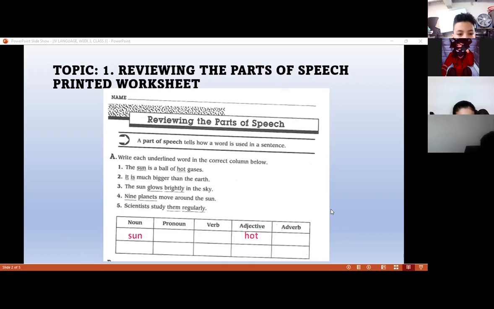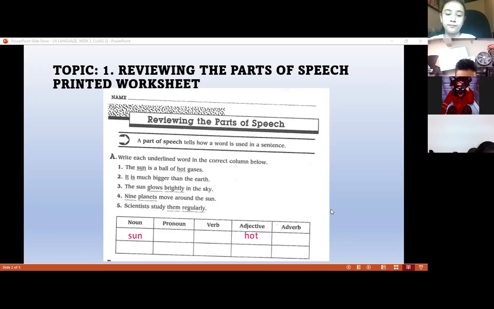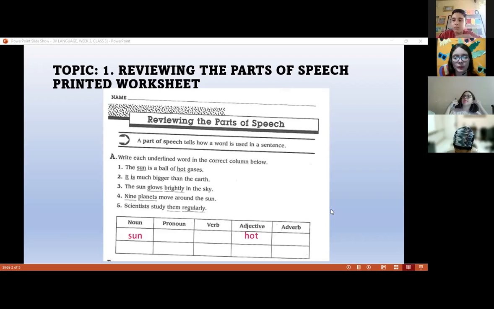In which folder? In the worksheet. It's on the classwork number 3. Remember, classwork number 3. If you don't have the worksheet, you can copy that in your notebook. Remember, if you cannot print it.